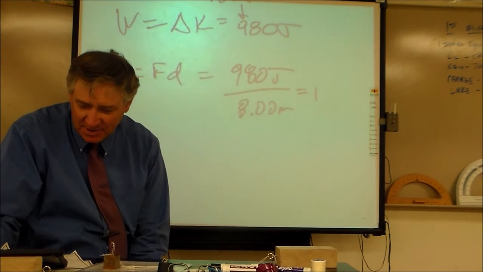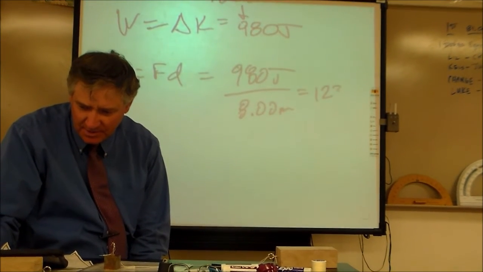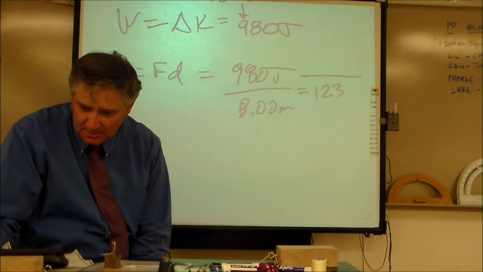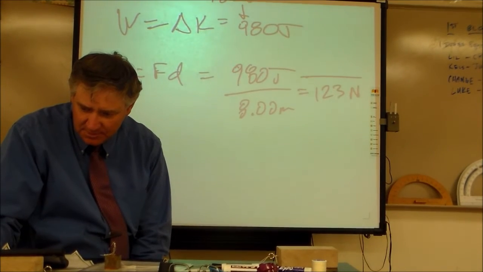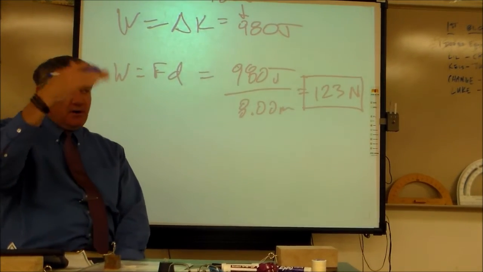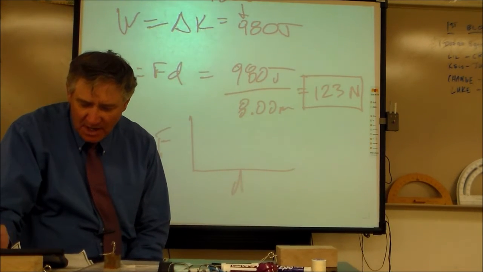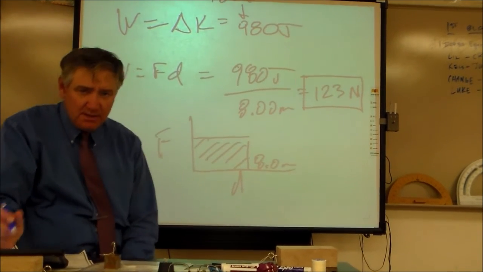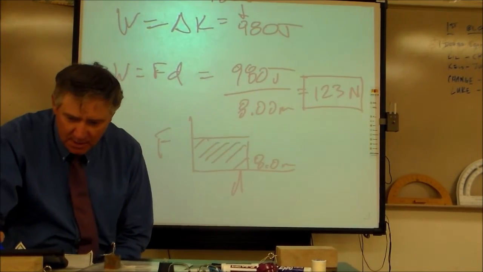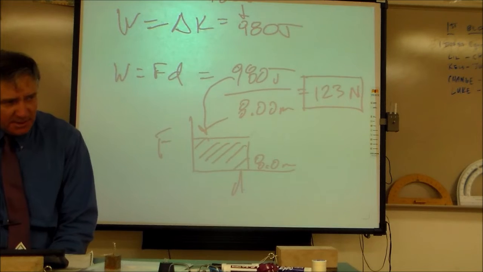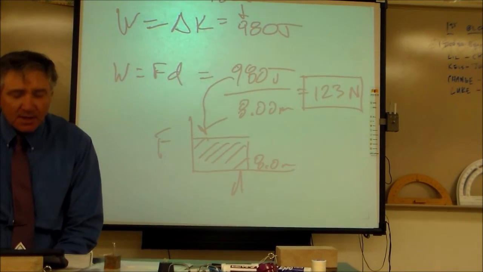$122.5. So call it 123 joules. Oh, excuse me, newtons. Newtons, okay? Now, here's how you can represent this graphically. If you were to draw a force distance graph, what we're saying is that we're exerting 123 Newton force over a distance of 8 meters, which is going to create 980 joules of work, which is going to create that 980 joules of change in the kinetic energy.